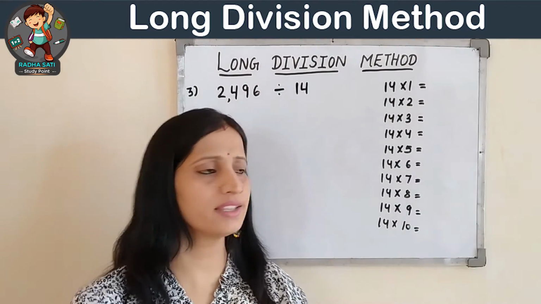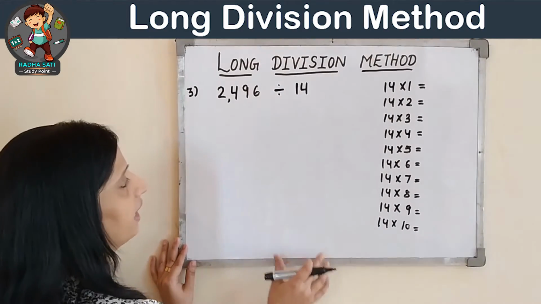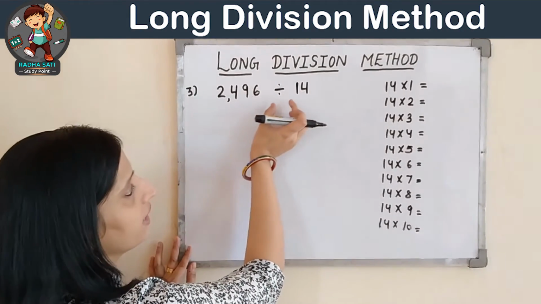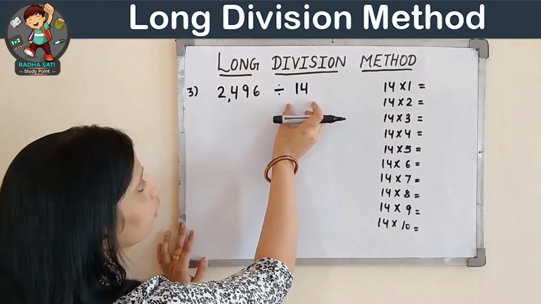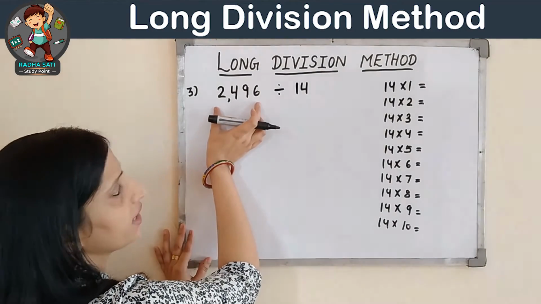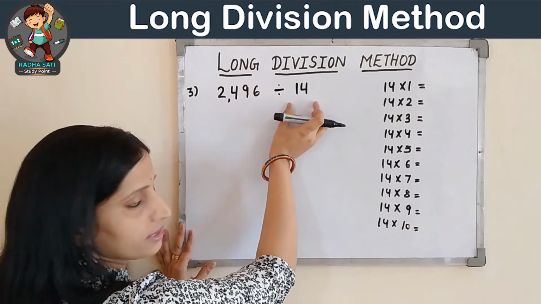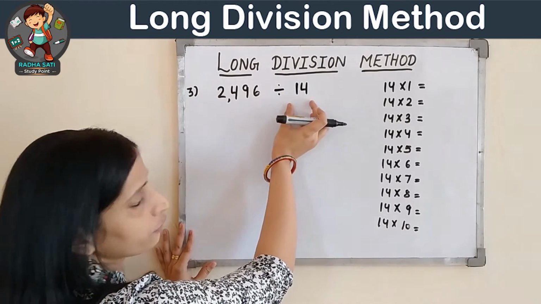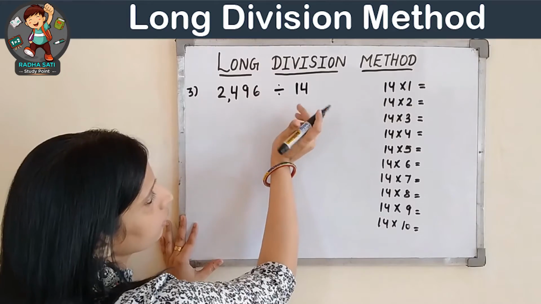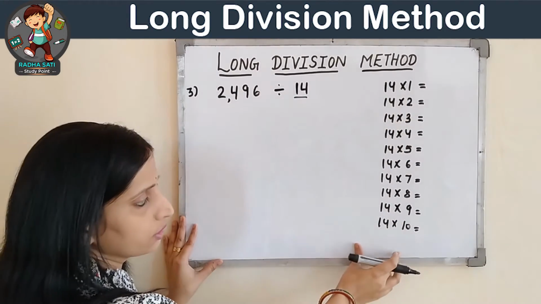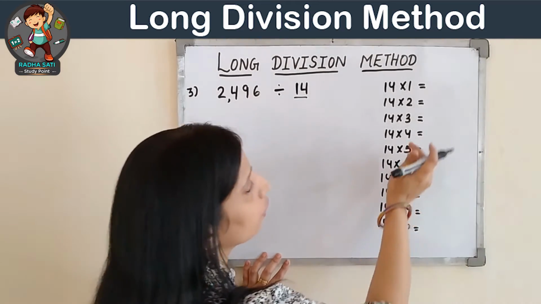Now we will do this third question. And here the question is 2496 divided by 14. So here 2496 is our dividend and 14 is our divisor. Here the divisor is of 2 digits. So for this we must know the table of 14. So first we will quickly write down the table of 14.